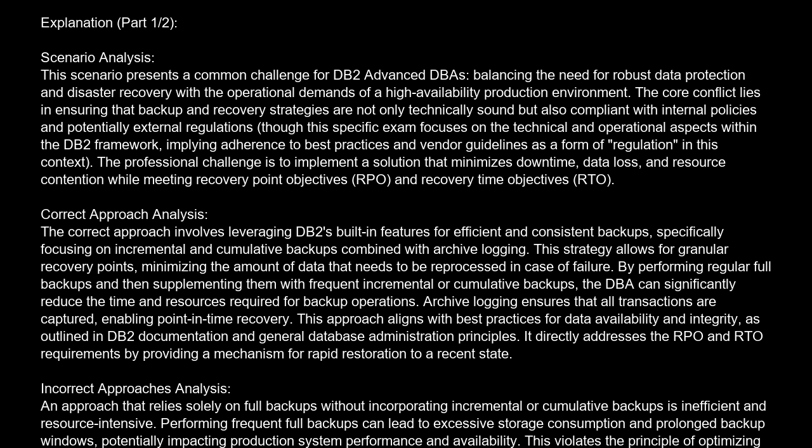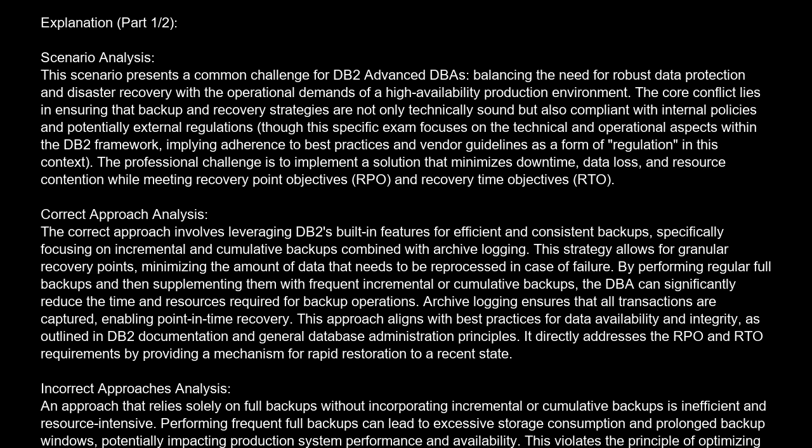Correct approach analysis. The correct approach involves leveraging DB2 built-in features for efficient and consistent backups, specifically focusing on incremental and cumulative backups combined with archive logging. This strategy allows for granular recovery points, minimizing the amount of data that needs to be reprocessed in case of failure. By performing regular full backups and then supplementing them with frequent incremental or cumulative backups, the DBA can significantly reduce the time and resources required for backup operations. Archive logging ensures that all transactions are captured, enabling point-in-time recovery.